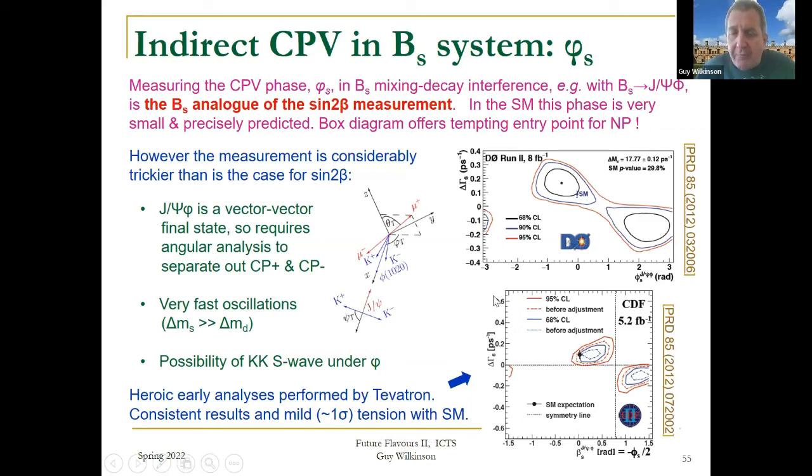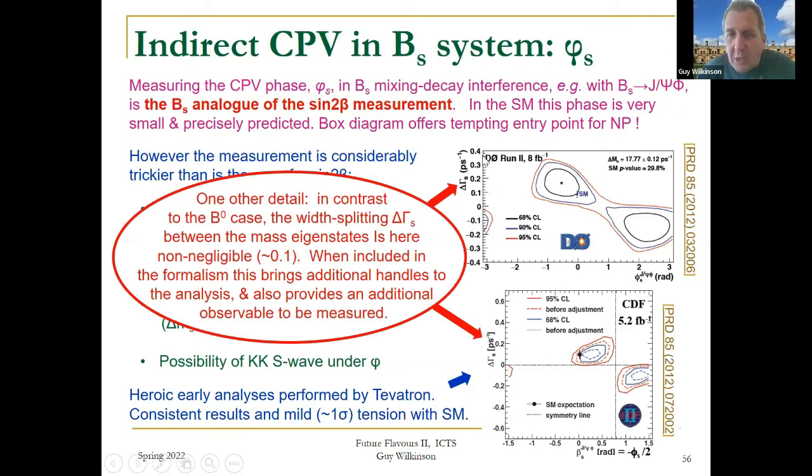But also on the vertical axis, you'll notice that this also enters into how the observables are displayed, because there's this delta gamma s, the width splitting between the Bs mass eigenstates. In the Bd system, this is negligible, so you did not see this appearing in the sine 2 beta measurement. In the Bs measurements, this comes into the game. This delta gamma s is something like 0.1. This is interesting to measure in itself, and it also brings extra handles into the measurement.